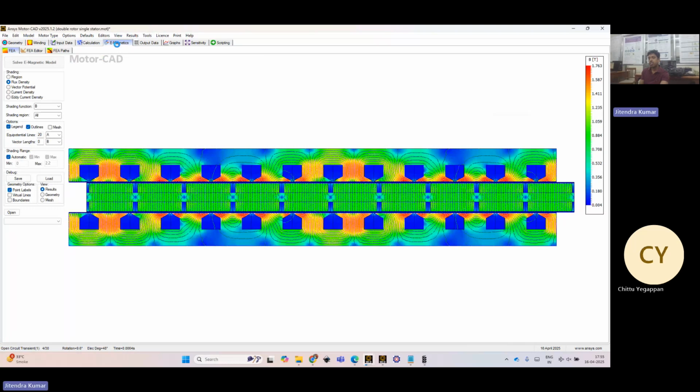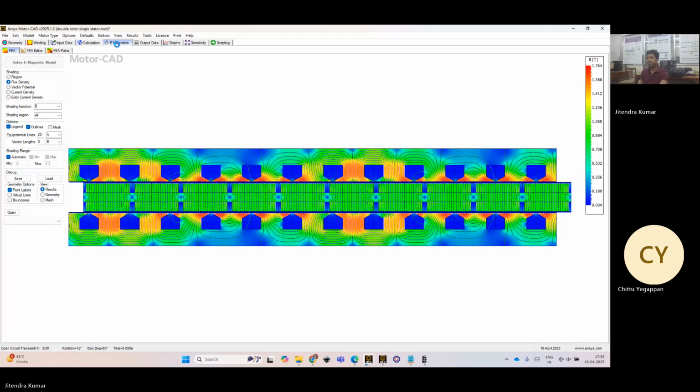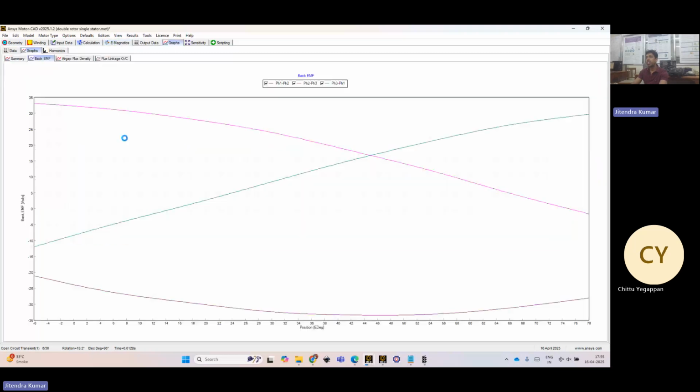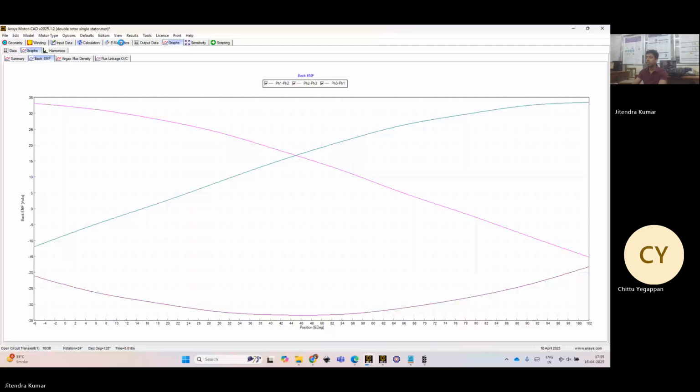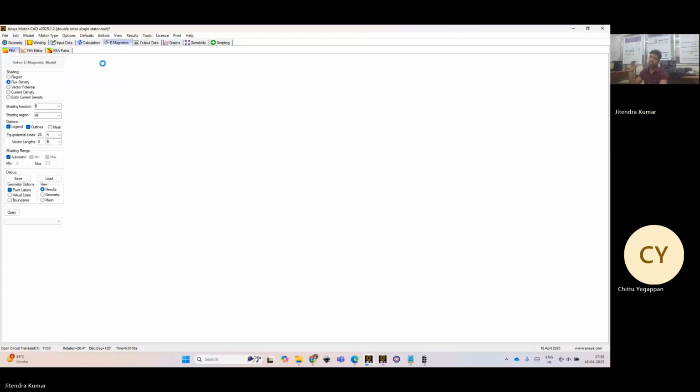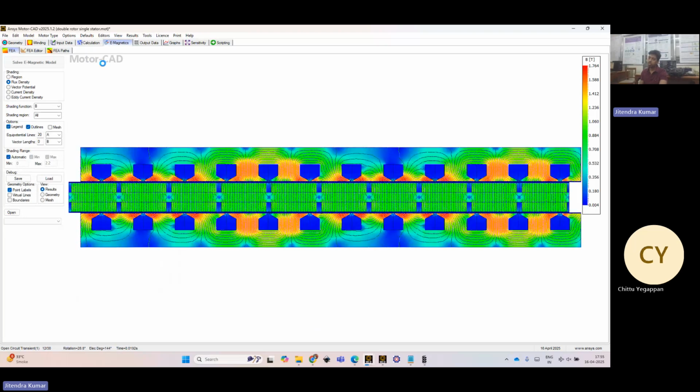Yes, sir. And again back EMF is similar, around 35 volts. So it is interesting; if you want to analyze further, you could do it. This is just to give you a head start.